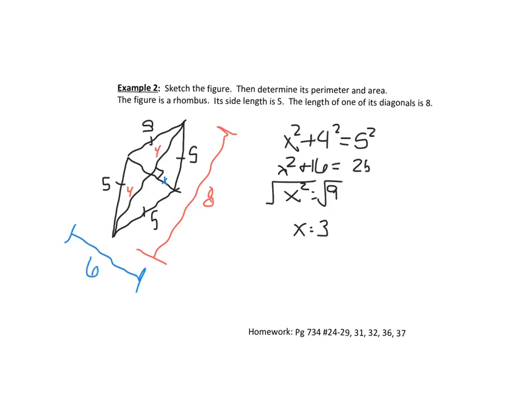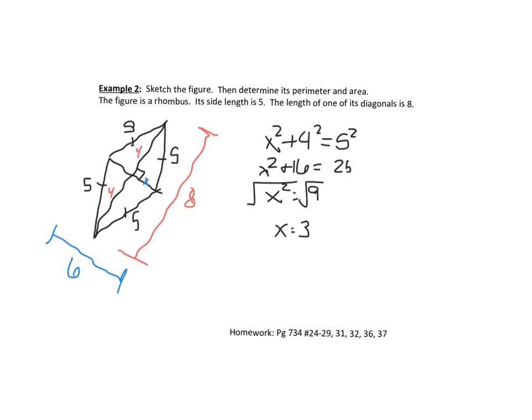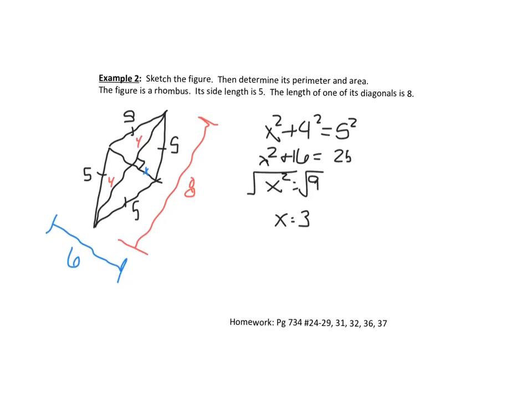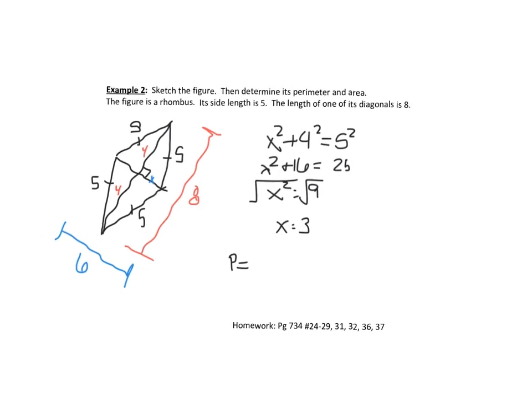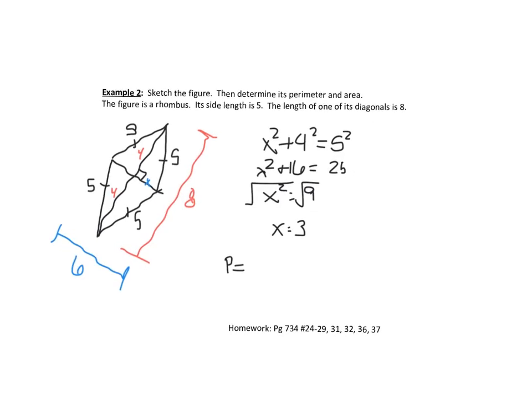Now they wanted us to find the perimeter and the area. All right, so perimeter, you take everything on the outside and add it together. 5 times 4, I've got 4 of them, which is 20. And did it tell us any units? Nope. So my perimeter is 5 times 4, which is just 20 units.